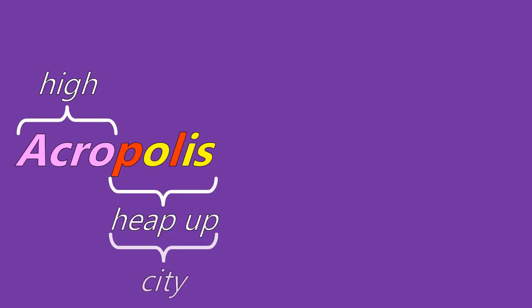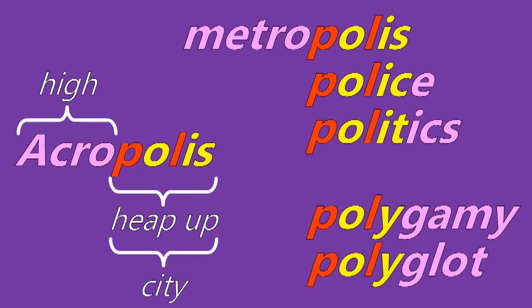Now, for an English etymology lesson. The Acropolis in Athens, Greece, is a combination of acro, meaning high, and polis, meaning heaped up or built up, together describing a built-up area on high ground. Since polis means a built-up area, in other words, a city, it's not surprising that metropolis is a mother city, a conglomeration of smaller districts grouped into one metropolitan area, protected by the police and governed by politicians. The prefix poly, P-O-L-Y, means a heap, a pile, or simply many, as in polygamy and polyglot.